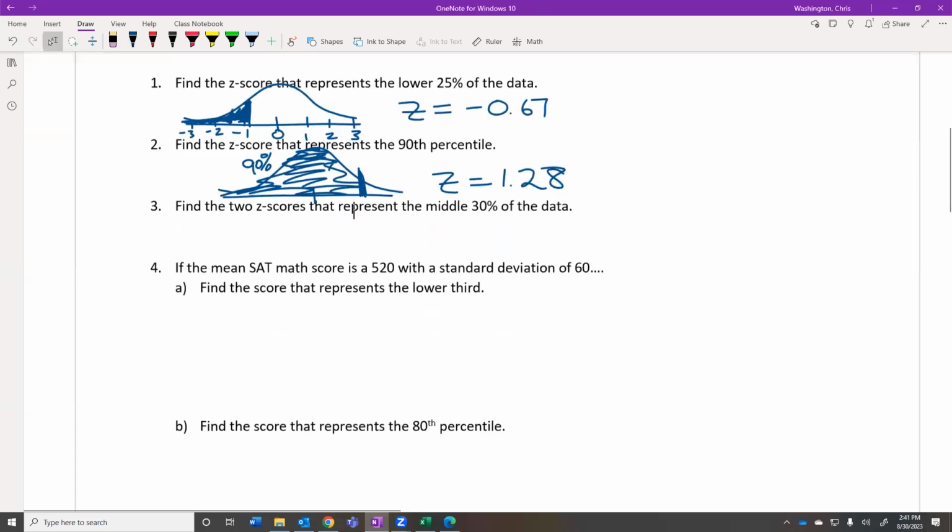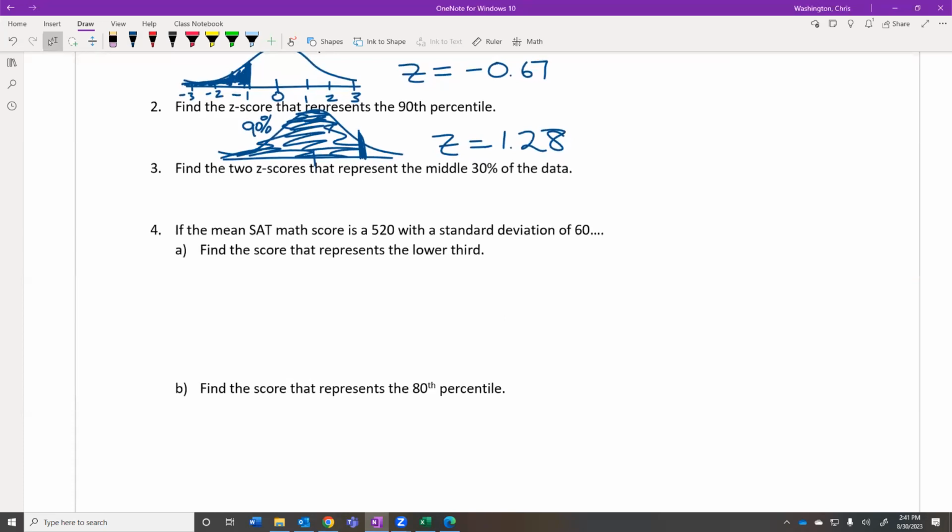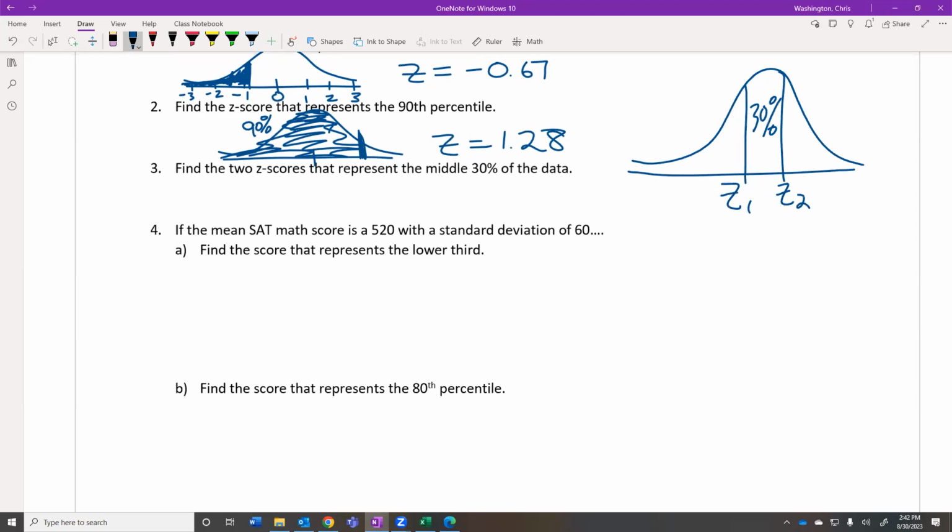So far, so good. Number 3, find two Z-scores that represent the middle 30%. And this one's a little bit different. I can't just put 30% in the parentheses. I wish it was that easy. So what are we looking at? We're looking at the middle 30%. So this middle piece is going to be 30%, and we're looking for the Z-score here and the Z-score here.